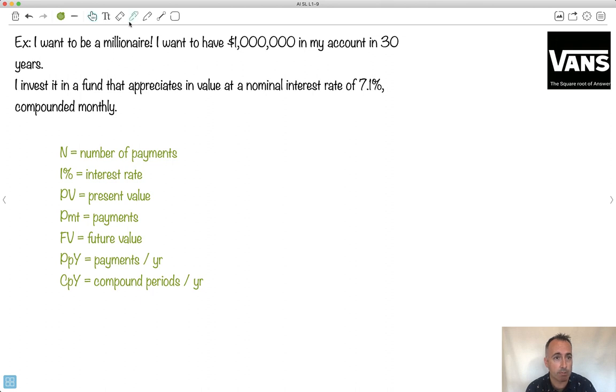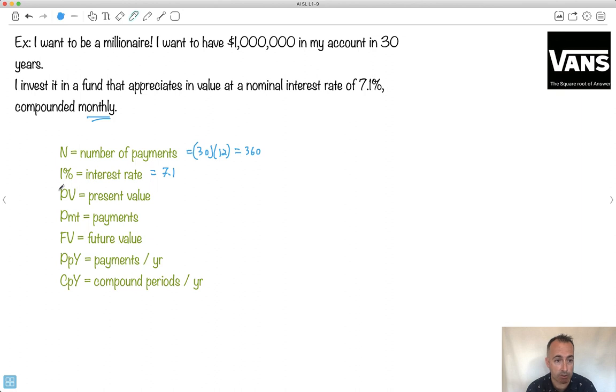So if I want the number of payments, let's actually think carefully about what I'm going to put in here. That's really the key to this. Number of payments. Do I know that? I do. It's 30 years and it's compounded monthly. So watch out. It's 30 years times 12 per year. All right, so we'll figure that out. That's actually 360. Interest rate. I know that. My annual interest rate is 7.1%. They told us that.